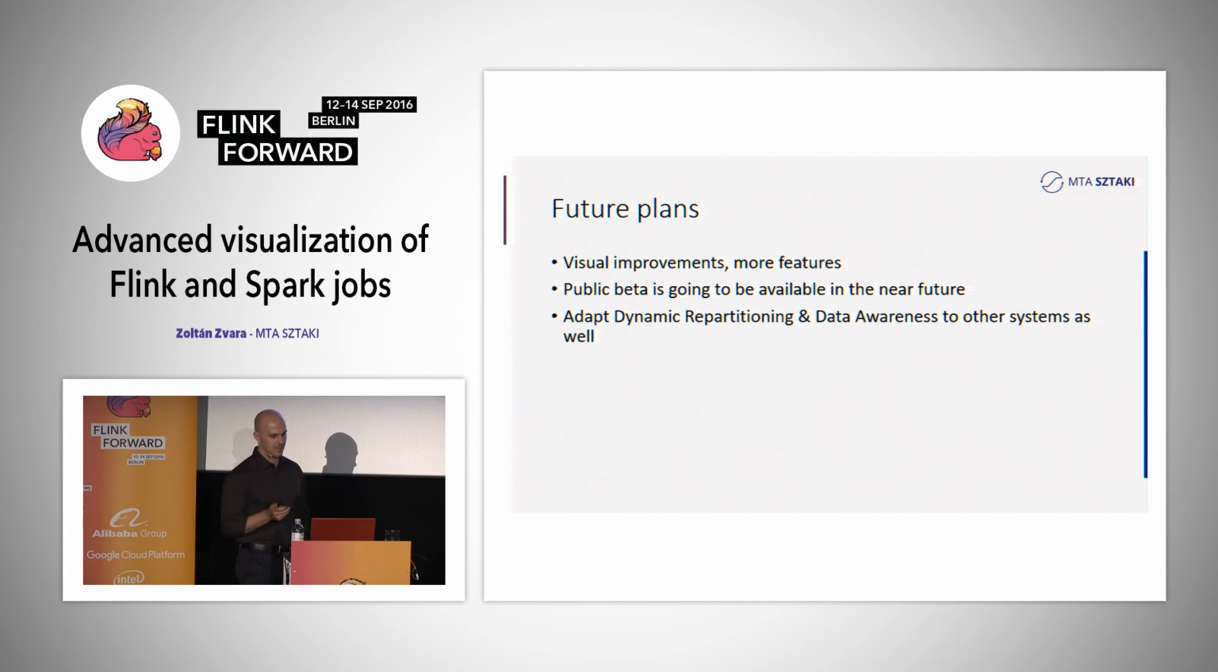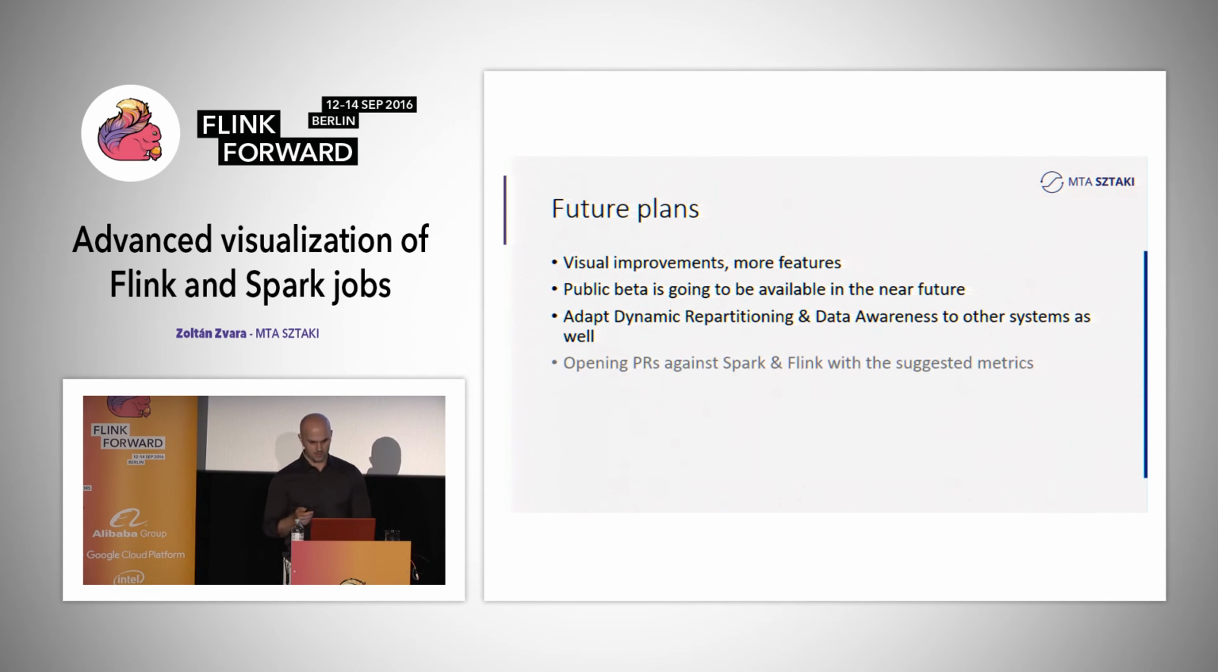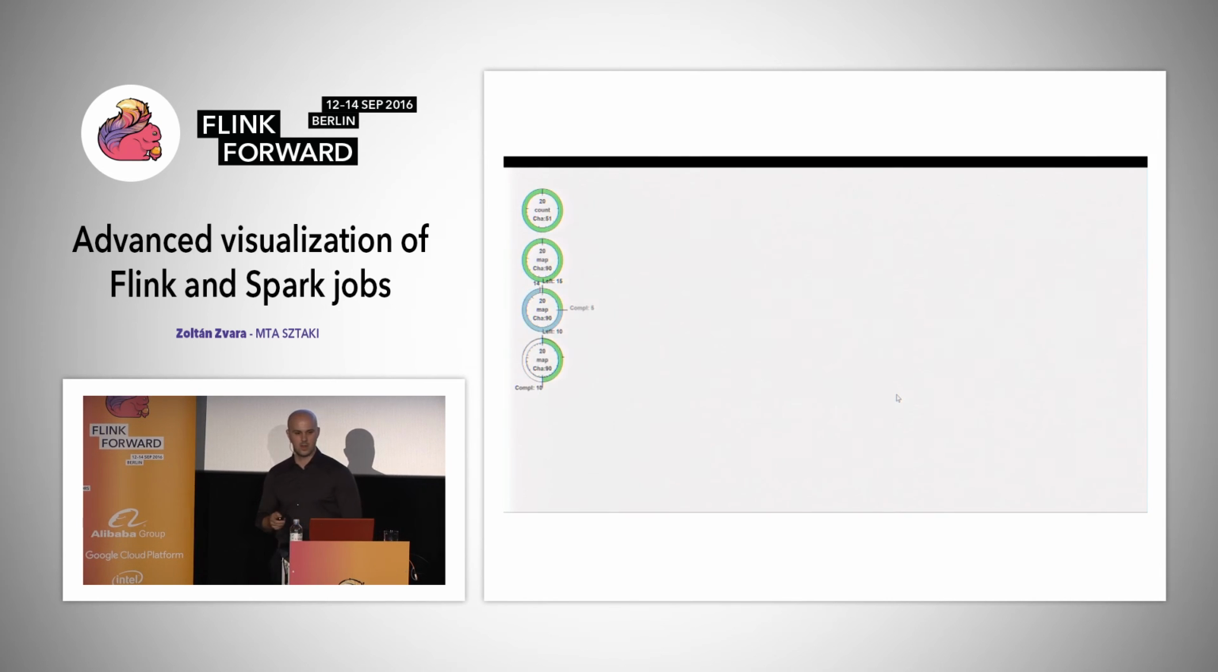Additionally, we would like to adapt this dynamic repartitioning and data awareness optimization to other systems as well, for example, Flink. Additionally, we would like to open PRs against Spark and Flink with these suggested metrics, so that you can use our visualization with these distributed data processing systems or other systems, or you can just build your own system as well if you like.